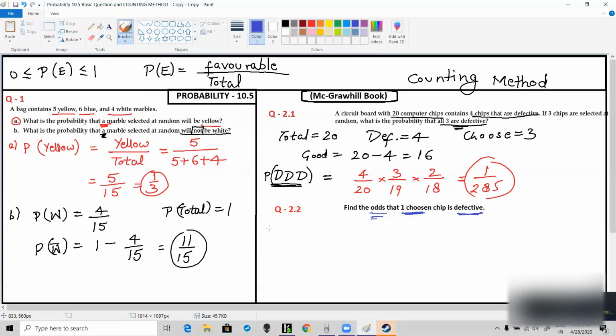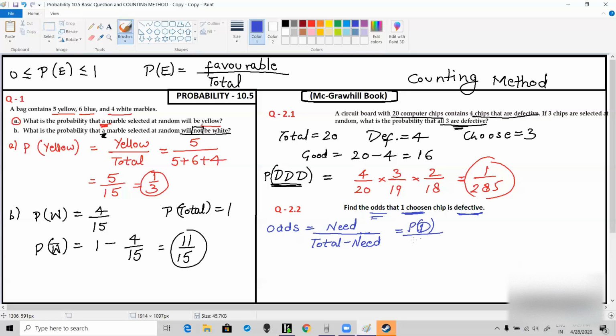So if you remember, the formula for odds is that whatever the question needs, you divide it by total cases minus need. So when I say need, I mean whatever the question is asking for, 3 defective, 1 defective, 1%, 10%, like that. In this case, my need is 1 defective chip, and total is total. So I can just write it down like a simple statement, like D divided by total minus D.